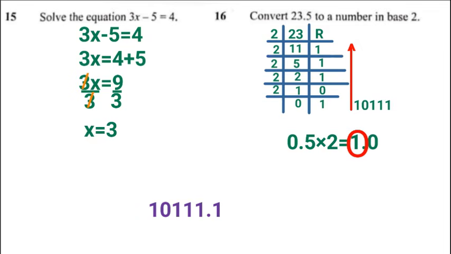That is the answer in base 2. So converting 23.5 to a number in base 2 gives us 10111.1 in base 2. Okay, if you have no questions, we can go to the next question. Otherwise, if you have questions, ask in the comment section.